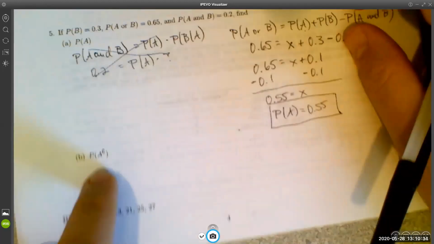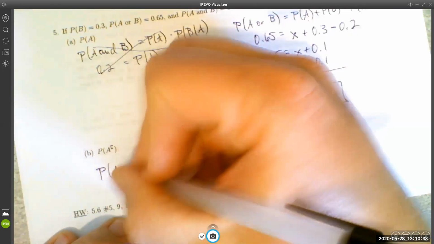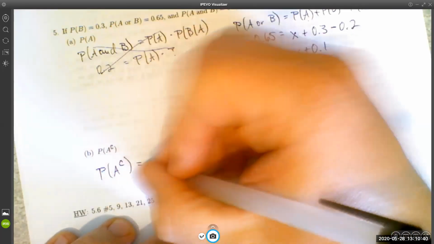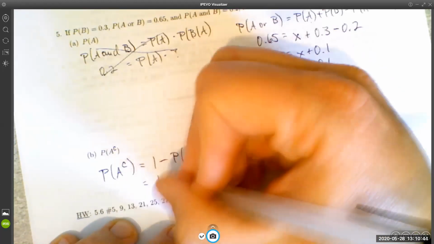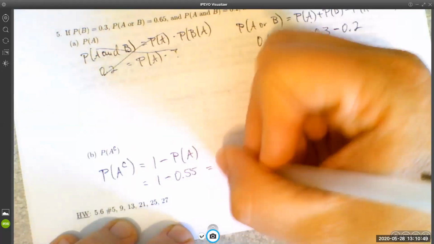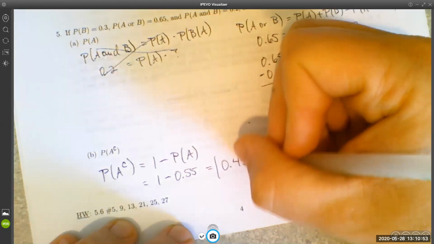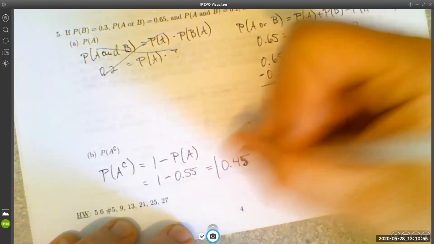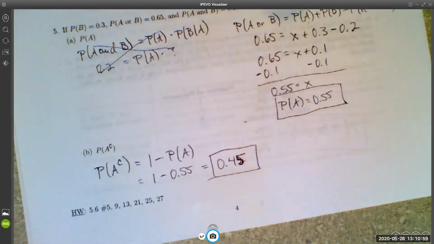And then part B asks us for probability of A complement, right? So for this one, you're just going to use the complement rule. You're going to say probability of A complement is 1 minus probability of A. That's 1 minus 0.55, which comes out to 0.45. So probability of A complement is 0.45.